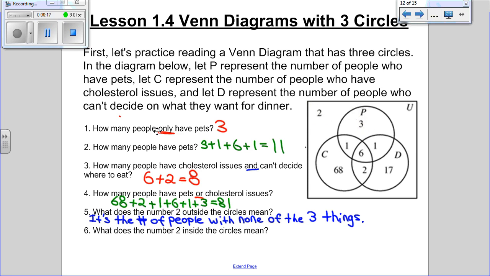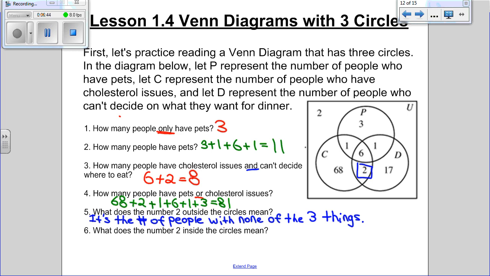All right, the last question. What does the number 2 inside the circles mean? So there's the number 2 right here that's inside the circles. How would you describe those 2 people? People with cholesterol issues and people who don't really have... Yep. So it's people who have cholesterol issues and people who don't know what they want to eat, but they don't have pets. So there's going to be that third condition in there.